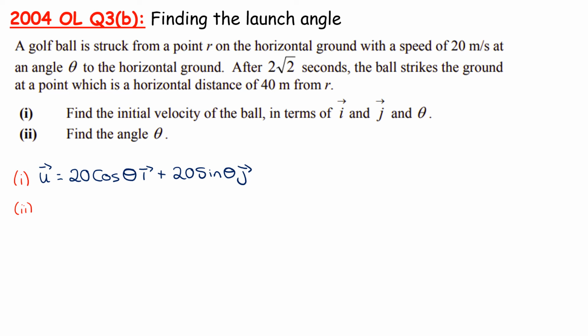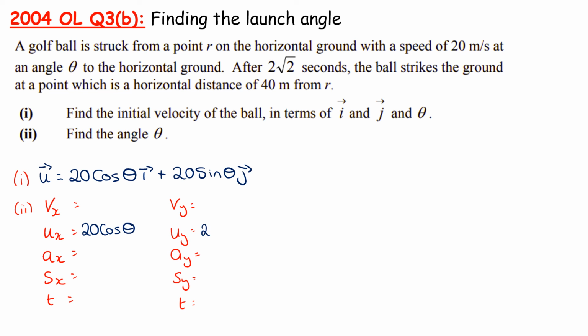So we're going to have to set up our VUAST as we usually would. Let's start with our x direction: V, U, A, S, and T. And let's also do that in the y direction: Vy, Uy, Ay, Sy, and T. So we know that the u in the x direction is 20 cos theta, in the y direction 20 sine theta. The v in the x direction is going to be exactly the same because there is no acceleration.